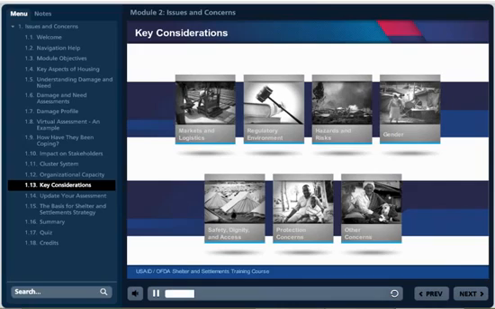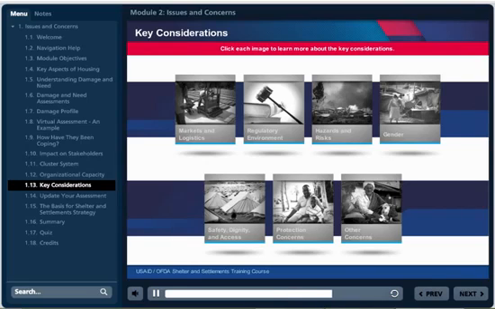Now let's look at some other key considerations that will also influence your decisions around shelter intervention. Click each image to learn more about the key considerations.